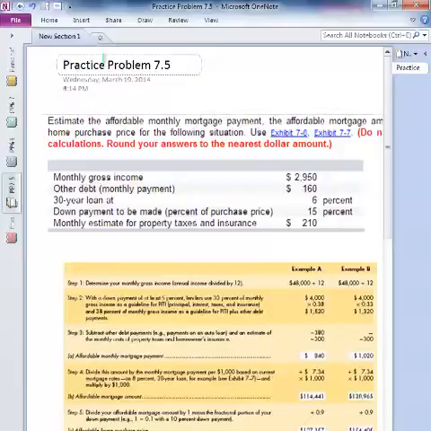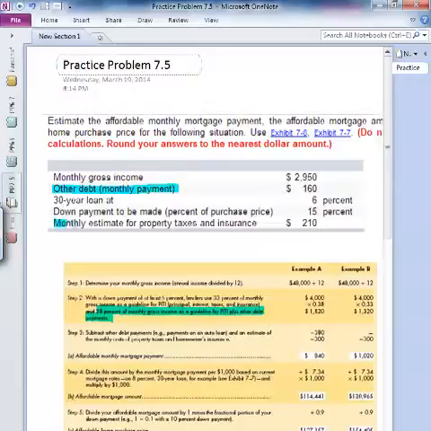So first, from Exhibit 7.6, you figure out your monthly gross income. We're already given that, but if you weren't, you would just take your annual income and divide by 12. Then it says that with a down payment of at least 5%, lenders use 33% of monthly gross income as a guideline, but 38% if we're also including debt. We're going to use 38% because this person has other debt, and a monthly estimate for property taxes that we also have to deal with.